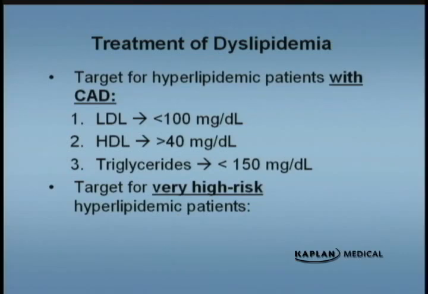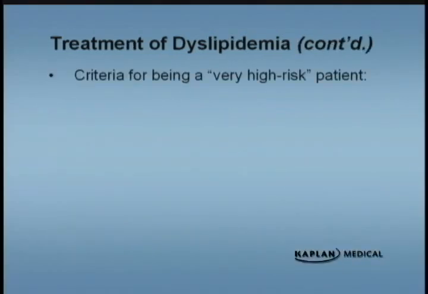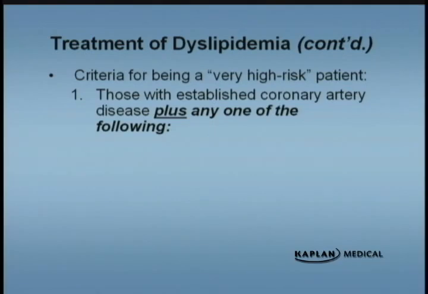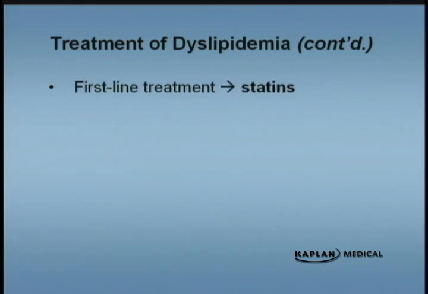Now, very high risk. See this word for very high risk? Very high risk means coronary disease and diabetes, coronary disease and tobacco smoking, acute coronary syndromes. What is very high risk? It means that you've got to have multiple things. This is hard for people. Coronary disease and its equivalents, under 100. But coronary disease and diabetes or acute coronary syndromes, under 70.